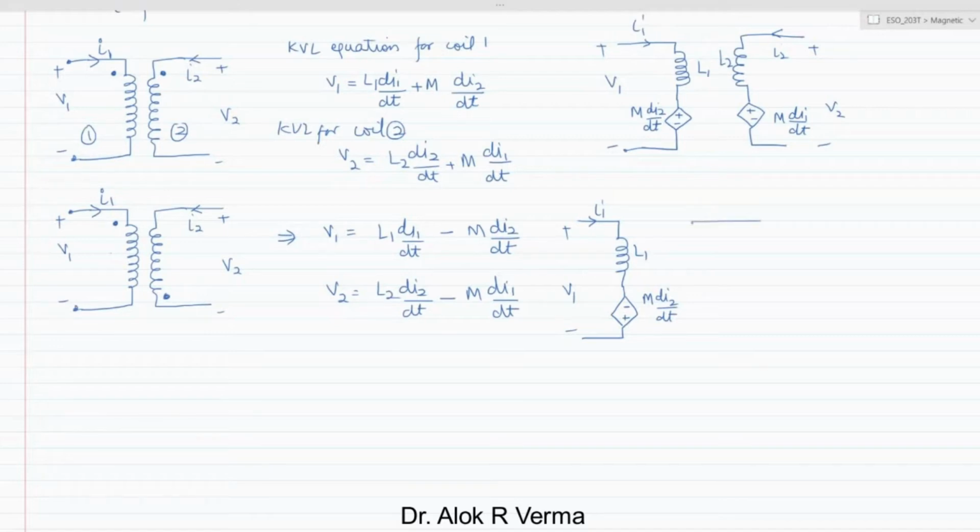Similarly, the second winding or coil 2 will be represented this way, where it is L2, this is the voltage V2, the current which is flowing is I2, and the polarity of M di1 by dt will be negative. It means that it is a rise, not a drop, correct? So this is how you are going to decide the polarity of the voltage based upon the dot convention.